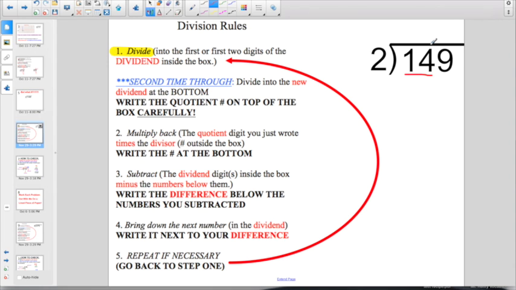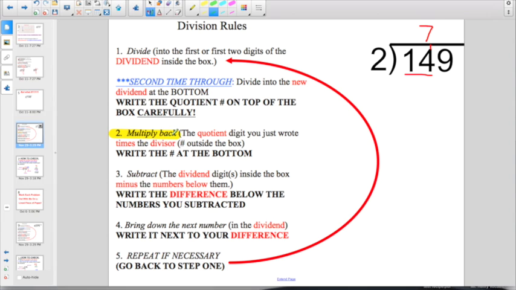So that means my first quotient digit is going to end up nice and neat right on top of that 4. If you get sloppy and put it in no man's land, it's going to cause you all kinds of problems. So 14 divided by 2. Well, 14 divided by 2, we said earlier, was 7. That's not so tough, right? Get ready for step 2.